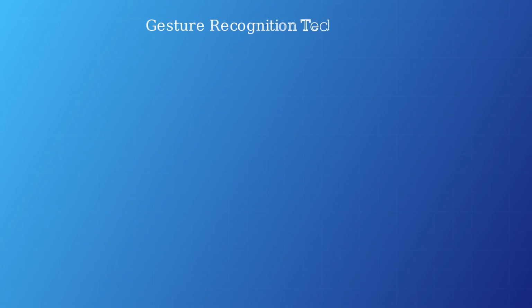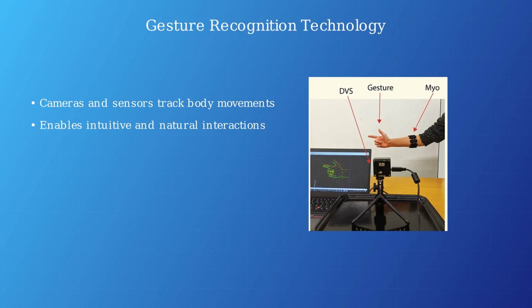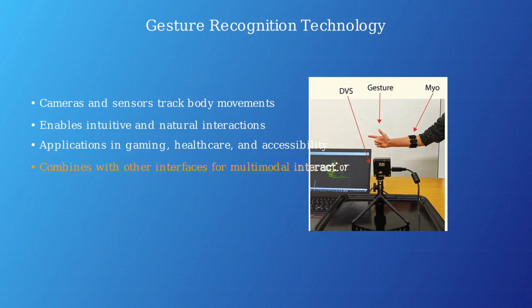Gesture recognition technology allows computers to interpret human movements and translate them into commands. Using advanced cameras and sensors, systems can track precise body movements. This technology enables more intuitive interactions and has applications in gaming, healthcare, and accessibility tools. Increasingly, gesture interfaces combine with other modalities for richer interaction experiences.